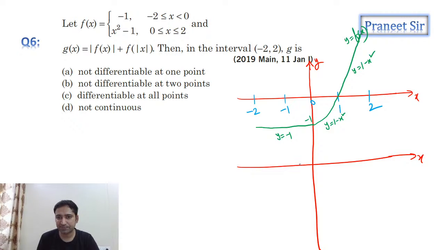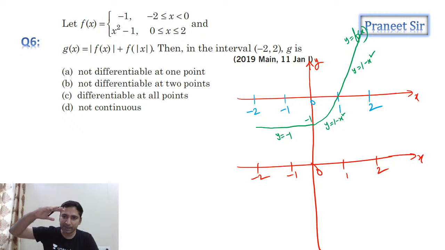X-axis and y-axis. So same thing. Minus 1, minus 2, 0, 1, 2. Now we'll calculate mod f of x. Mod f of x is what? Whatever part is below the x-axis, we'll fold it above the x-axis. So it should be something like this. Minus 2 to 0, it will be plus 1 and then it will become like this. And 1 to 2 we don't change anything. 1 to 2 it should be like this only. Clear now?